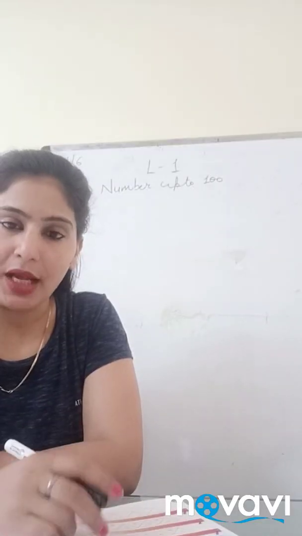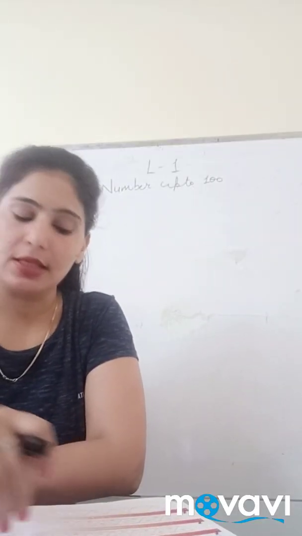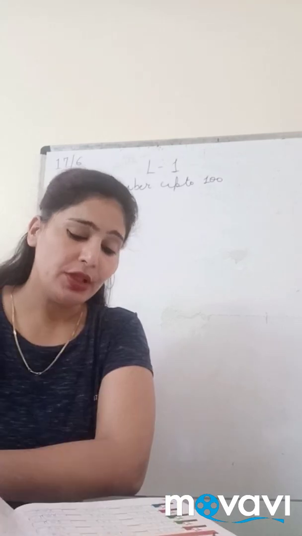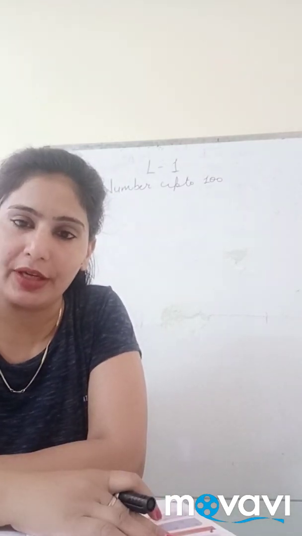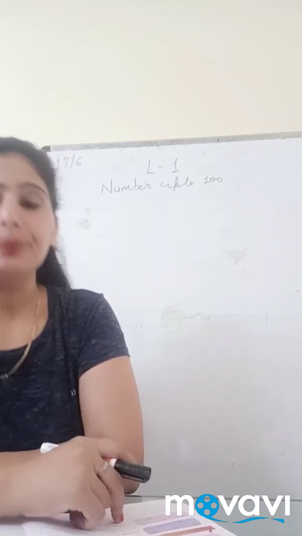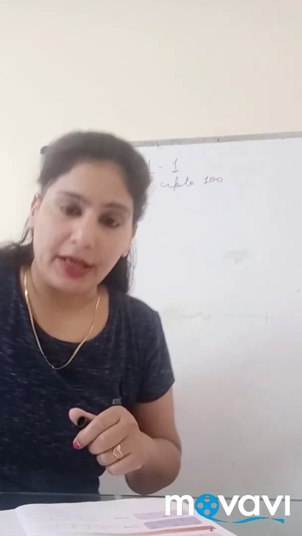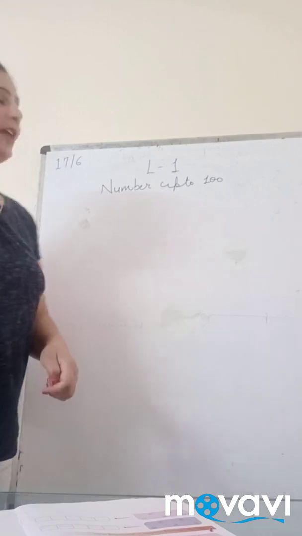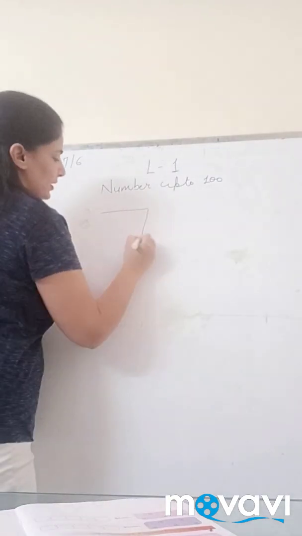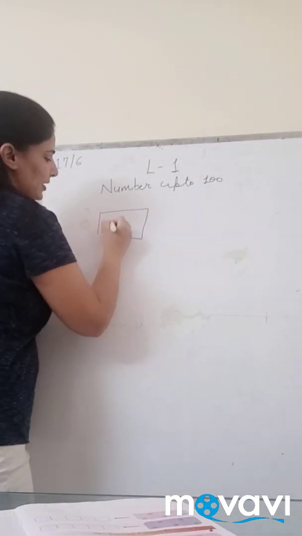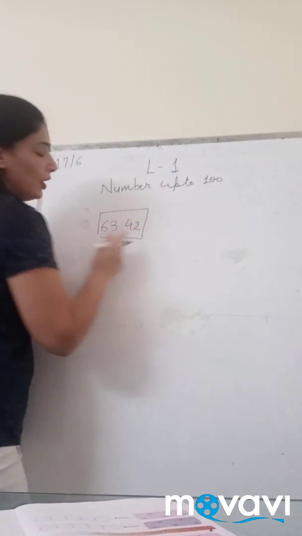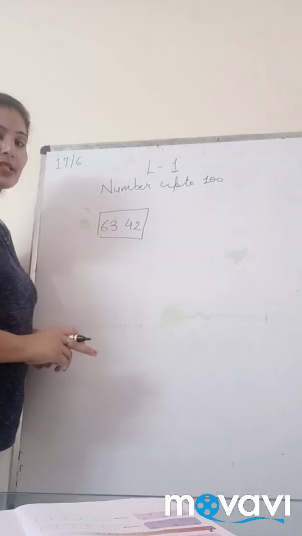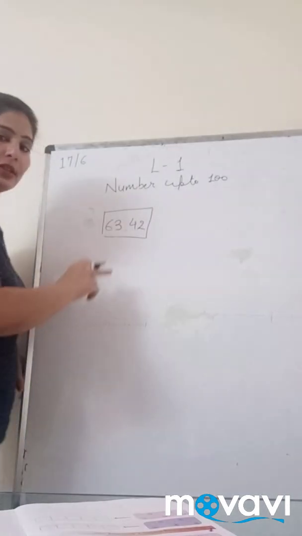Yes students, now we will start with today's class. Today we will find out the smallest number. How to find out the smallest number? Students, we can find it if I have two numbers like 63 and 42. Now I have to find out which is the smallest number in this pair.